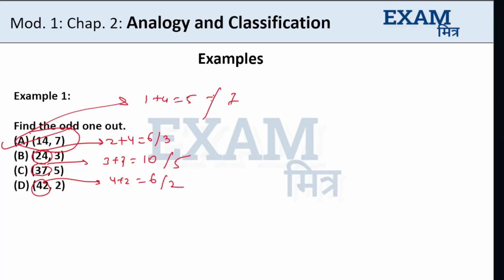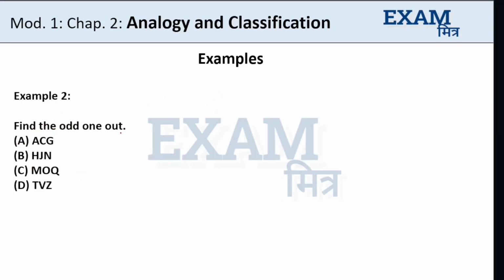Okay, let's move to the next question. Find the odd one out in this grouping. So let's see how A is related to C. We are skipping one letter from A to C, and then we are skipping D, E and F to get to G. That means there is skipping of one letter from A to C and there is skipping of 3 letters from C to G.